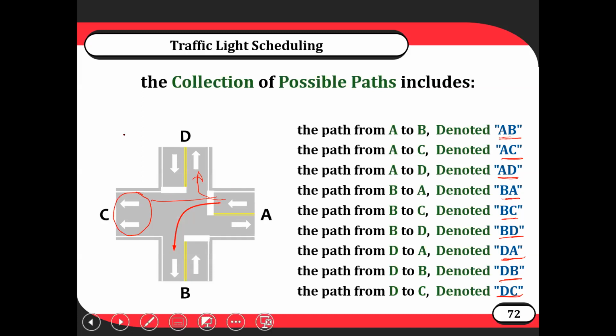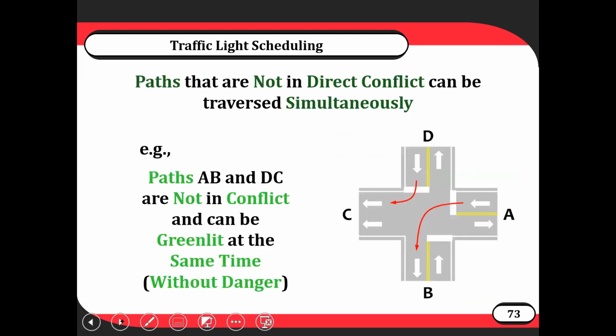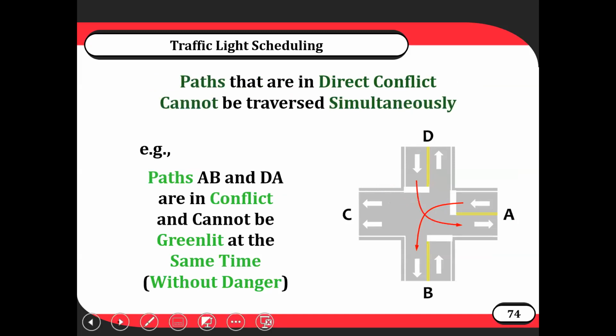So now we want to build a model that we can apply computer science to, discrete math to solve it. So paths that are not in direct conflict can be traversed simultaneously. So if we have a green light from D to C and from A to B at the same time, then that's fine. We don't risk a collision. However, if we green light D to A and A to B, then of course we do have a risk of a collision. So that's not a safe schedule for our green and red lights.